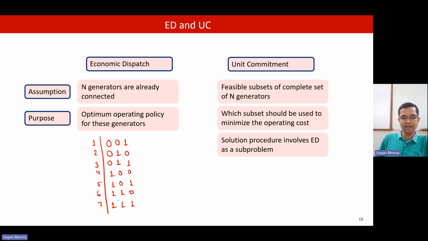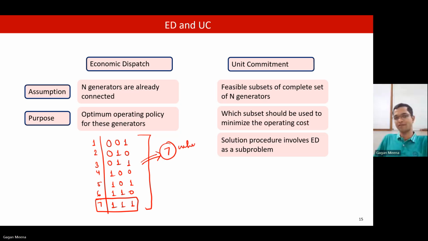Economic dispatch is this one, considering that all of the 3 generators are on. Unit commitment, on the other hand, will look for all these subsets of the complete set. So out of these 7, which one is economical?